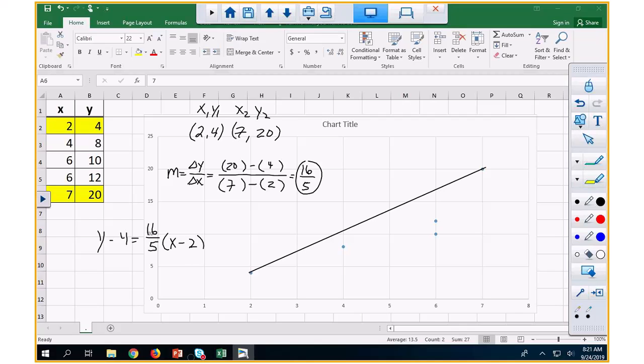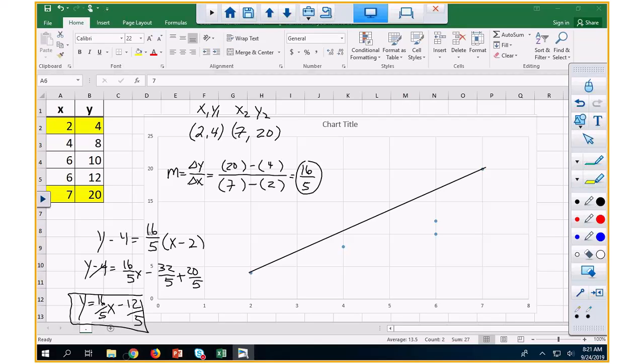2. Y minus 4 is equal to 16 fifths x. What's 16 times 2? 32, so that's minus 32 fifths. Bring this over as positive 20 fifths. And that's y is equal to 16 fifths x minus 12 fifths. Somebody check me on that. Yes. Now that's the equation for the line between 2 points.